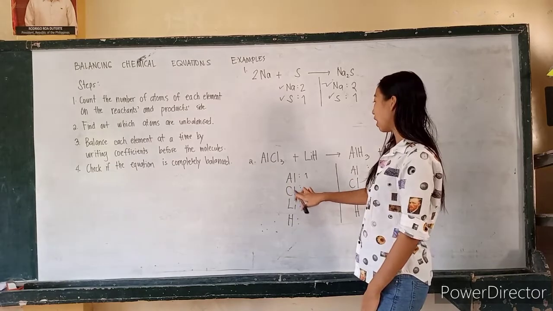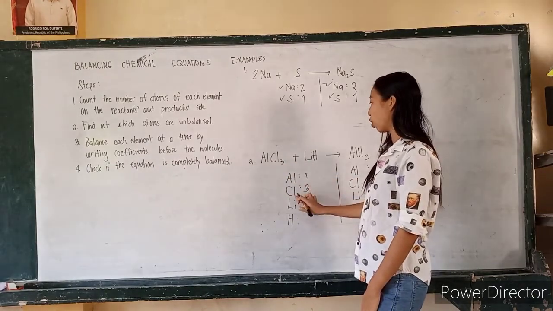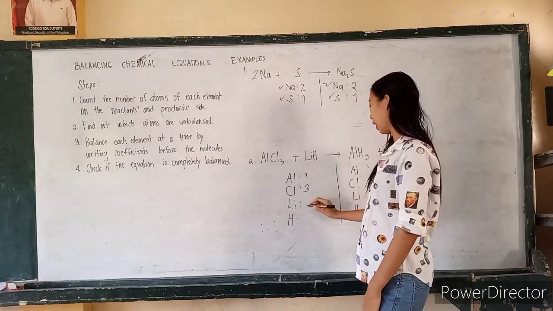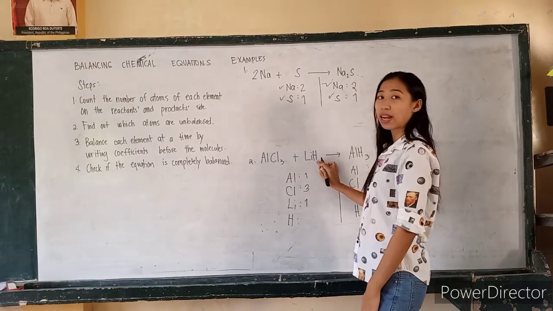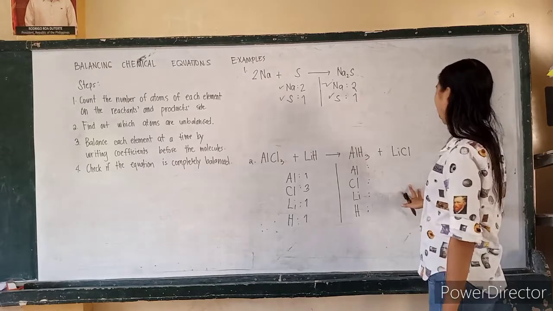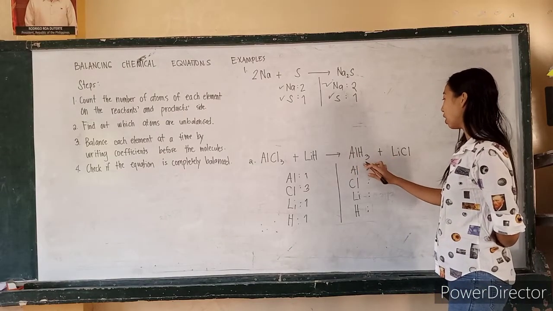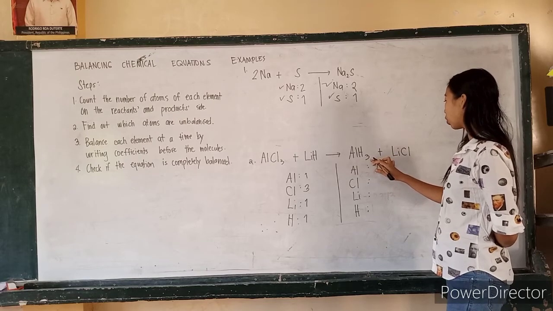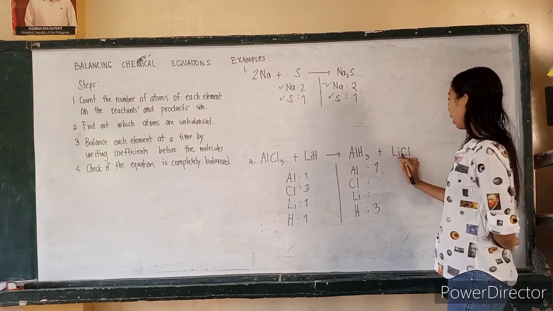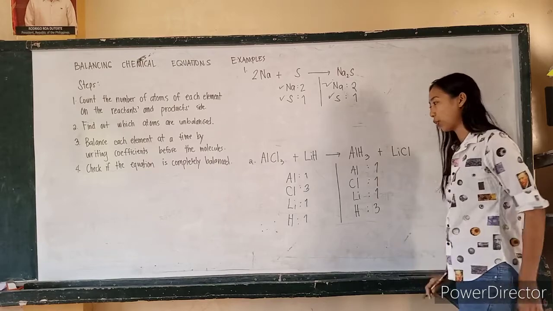Okay? Cl, naay 3 din nga number, therefore you have 3 atoms of Cl. How about Li? Isa lang. And hydrogen, naay isa. Ayan. How about on the other side, on the product side? Ang imong Al, aluminum is isa. Ang imong H kay tulo, dinhi. Ang imong Li kay isa. Ang imong Cl kay isa.